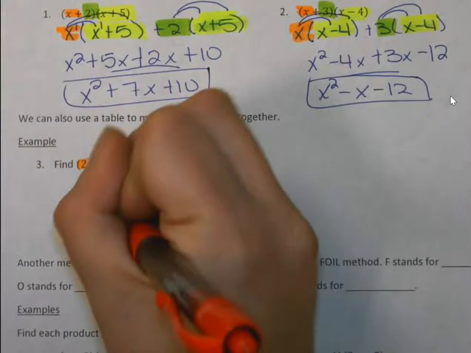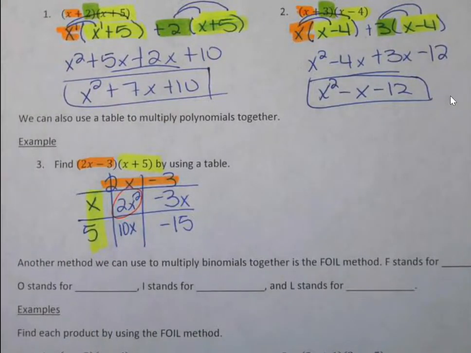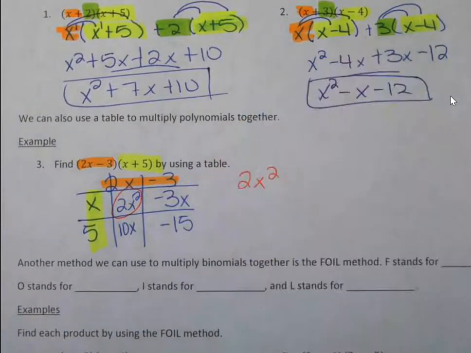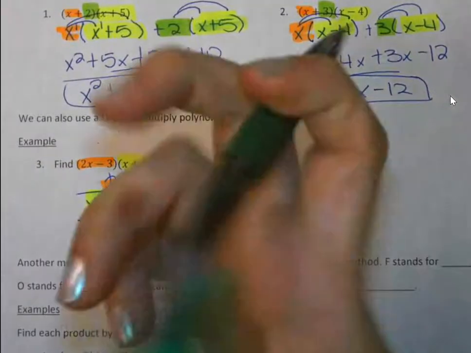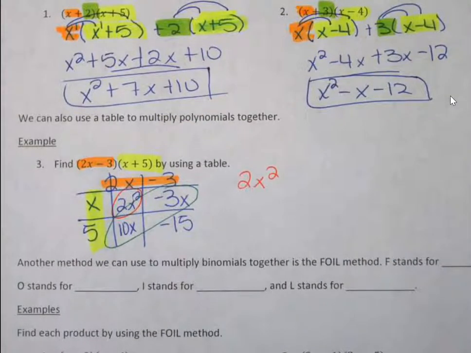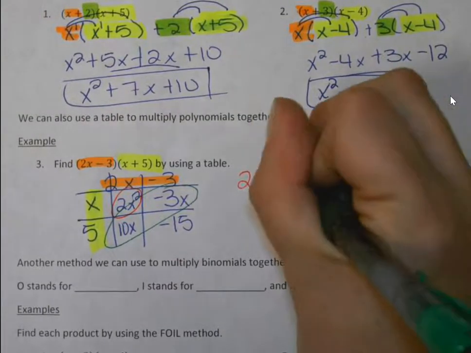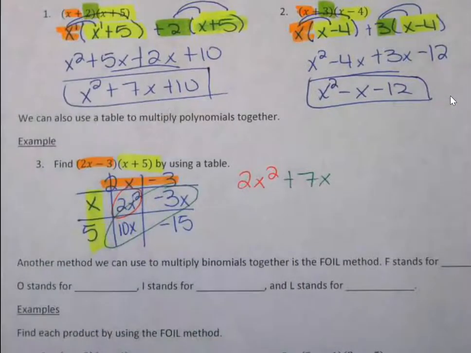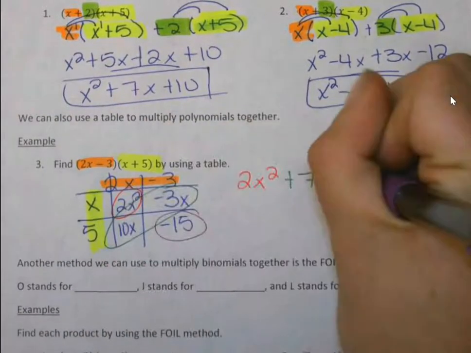Do I have anything to add to the x squared term? No. So then I just have 2x squared out front. Then on the inside, I have 10x and negative 3x. So I add those 2 together. 10 minus 3 is 7. And then I have the negative 15 at the end, because it doesn't have anything.